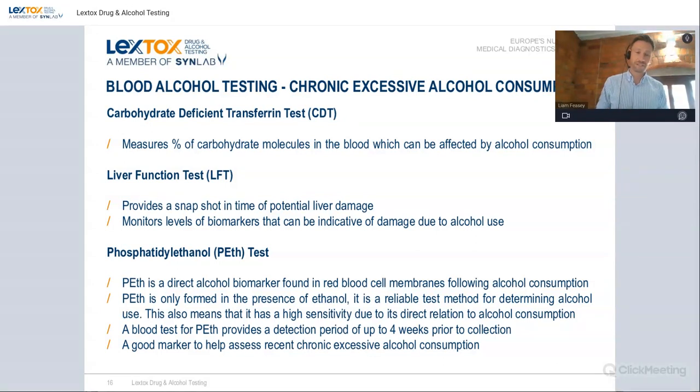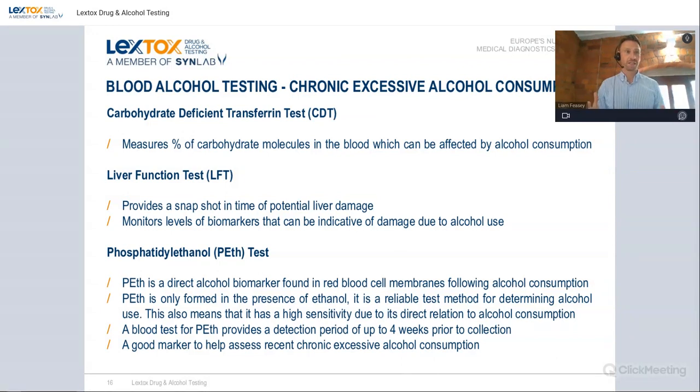The liver function test isn't alcohol specific, so other factors such as medication and health conditions can affect liver function. So the liver function test is really a corroborative test and can be used to help build up an indication of chronic alcohol consumption over a period of time.